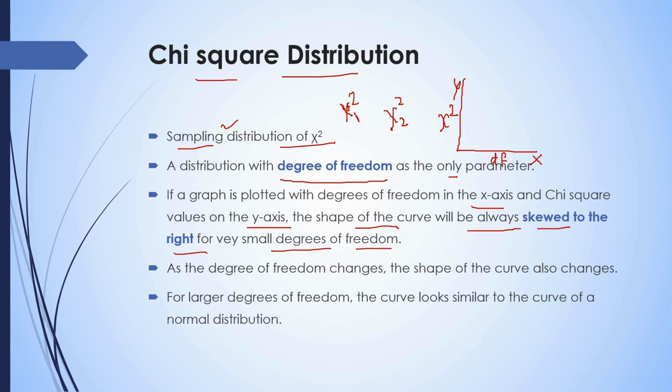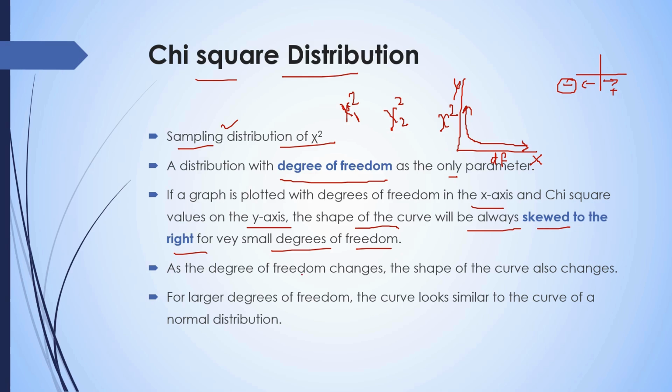What do you mean by skewed to the right? Skewed to the right means the tail of the graph will be more towards the right. This is called a skewed graph. Since chi-square, anything that has a square, will always have positive values. So if you know the number line and the graph, you have positive values towards this side and you have negative values towards this side. So in this case, our graph will always be skewed to the right for very small degrees of freedom.